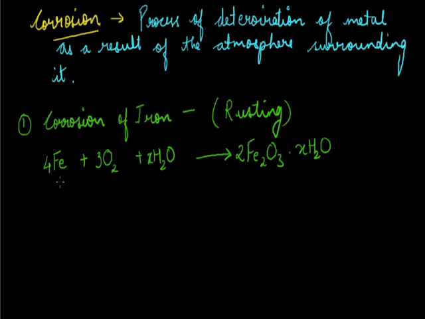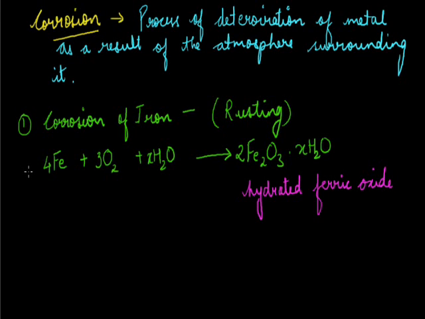First, what happens is that iron combines with oxygen, and there is formation of an oxide. That oxide combines with the atmospheric moisture and forms hydrated ferric oxide. So this compound which is formed is known as hydrated ferric oxide. Basically, this is the reaction of rusting which is involved.